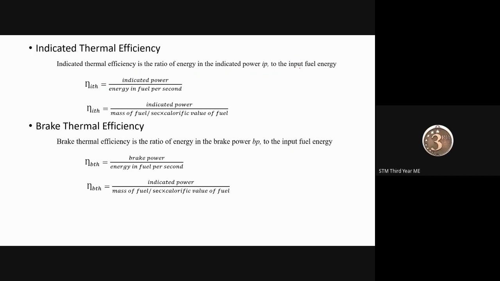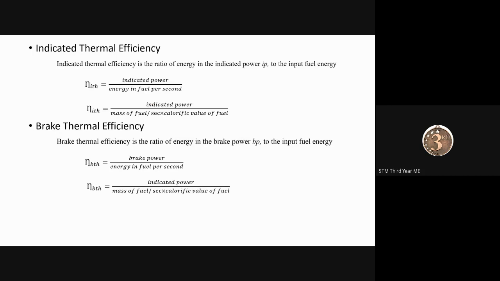Yes. Okay, so we have indicated power divided by the energy in the fuel per second. Here this energy will be replaced by the mass of the fuel per second. Simply we can say that it is a mass flow rate of the fuel entering into the cylinder, into the calorific value of the fuel. So we will get the energy, and the output will be indicated power.